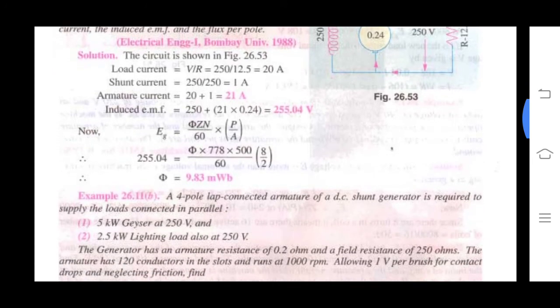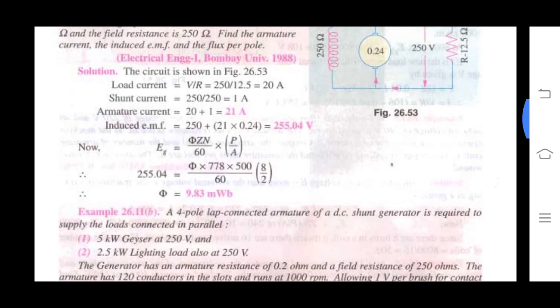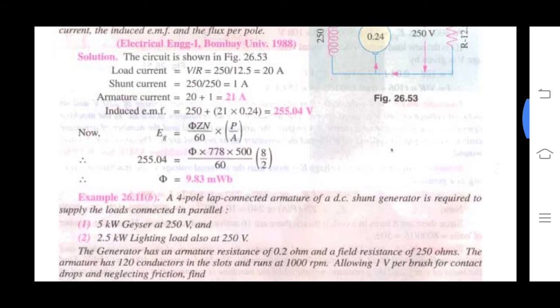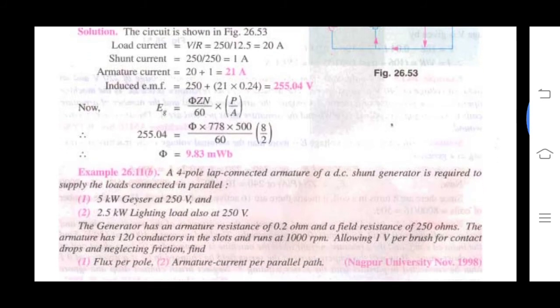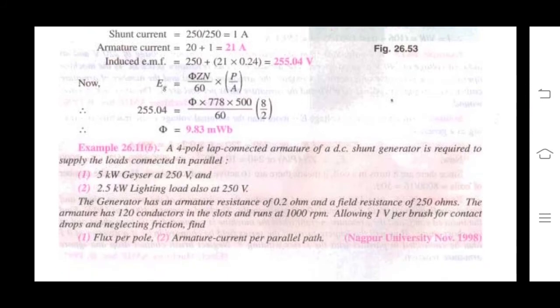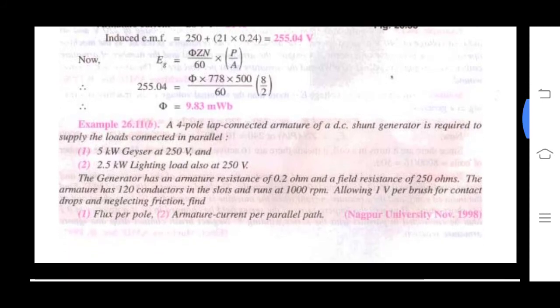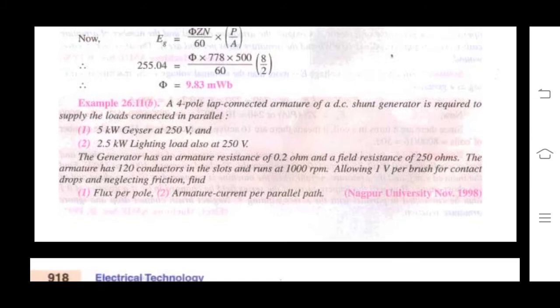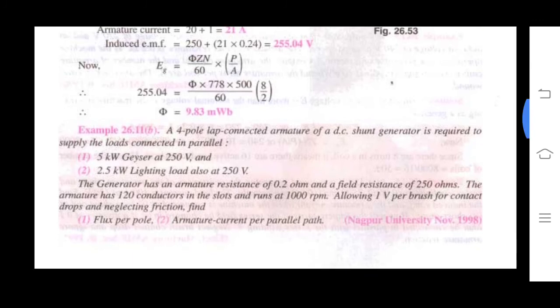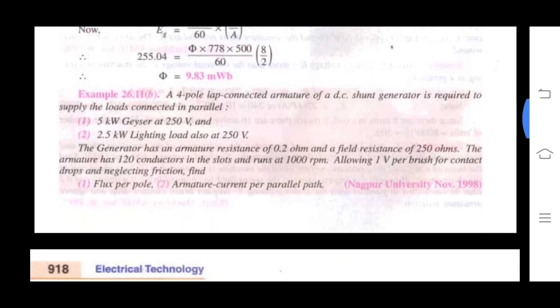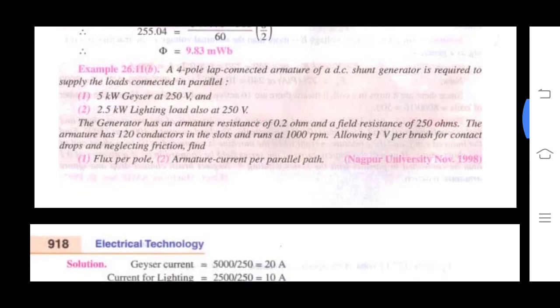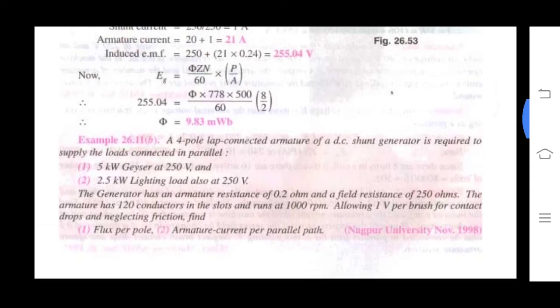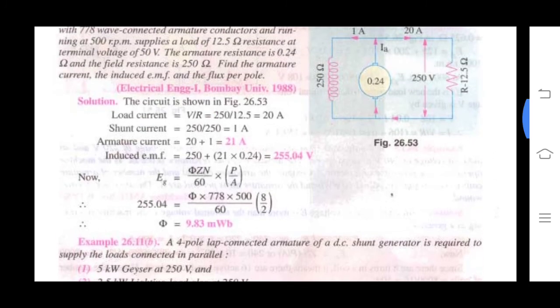Induced EMF equal to 250 plus 21 into 0.24, that equals 255.04 volts. E is equal to (φ Z N / 60)(P/A). So 255.4 equals φ into 778 into 500 by 60 into P by A, where P equal to 8 by 2. So φ equals 9.83 milliwebers.